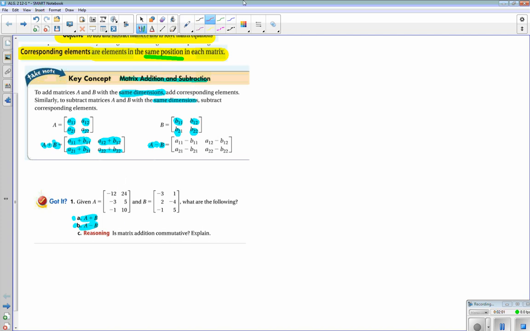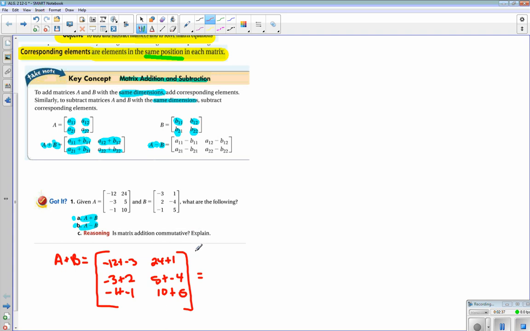So let's go A plus B. Okay, so you want to put down the matrix brackets. Negative 12 plus negative 3 and 24 plus 1, negative 3 plus 2 and 5 plus negative 4, negative 1 plus negative 1, and lastly 10 plus 5. And then you're going to go ahead and do that operation.